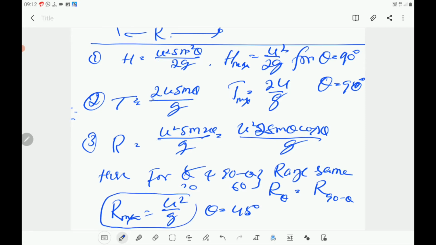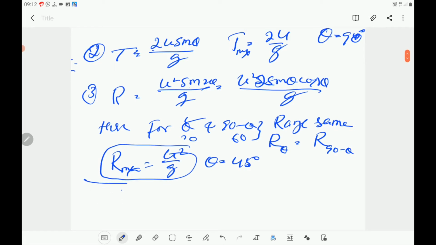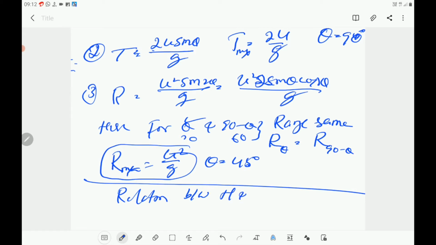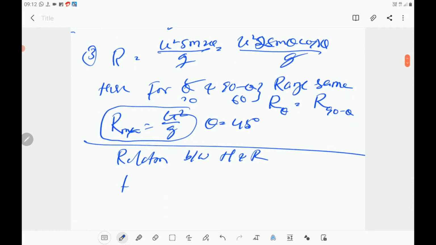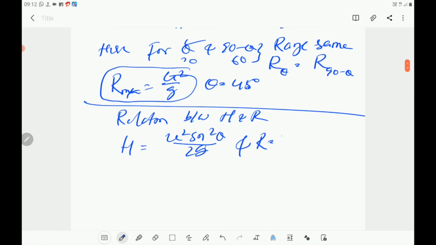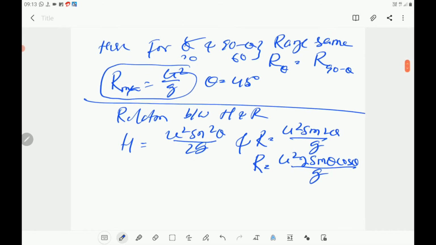And one more relation I showed you in our regular class, quite often used, a relation between h and r. What did you write for h? u square sin square theta by 2g. What is the range? u square sin 2 theta by g, and sin 2 theta is 2 sin theta cos theta, a trigonometric identity. Depending on the situation we use this, and if we use it this way, one sin theta will cancel out, that's why.